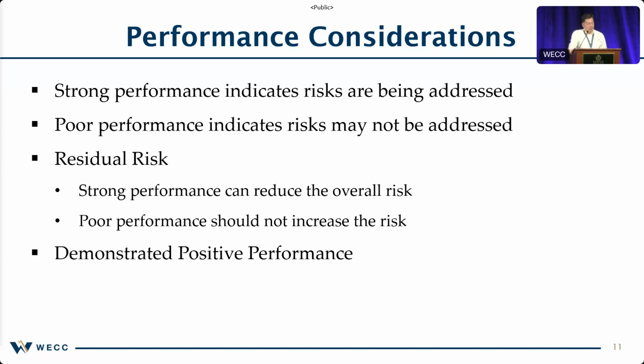So the residual risk is determined when the entity's performance is considered with regard to their inherent risk. Stronger performance in mitigating a specific risk can reduce the residual risk below that of the initial inherent risk level. So if you start out with an inherent risk level of, say, medium, and you have great controls, the residual risk should be less than that medium risk to the bulk electric system.